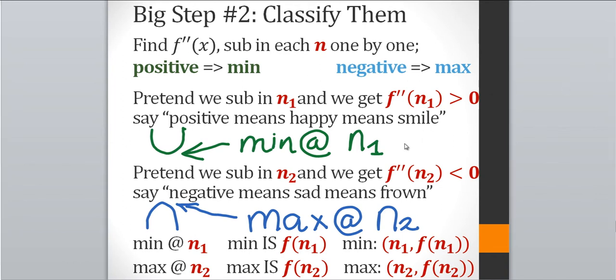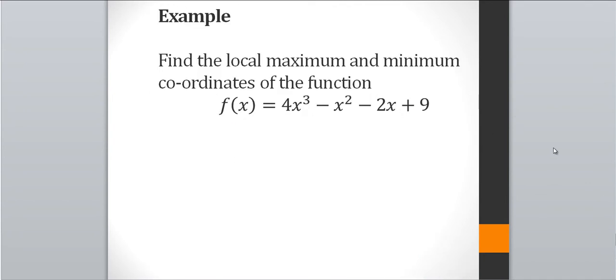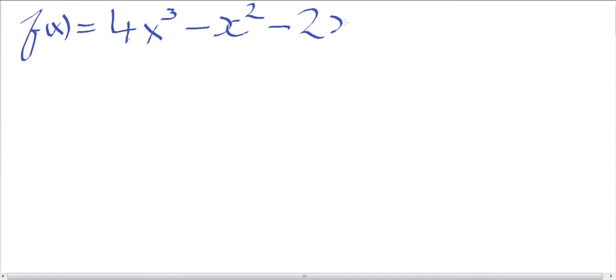Okay, let's look at an example question. So pretend we're asked to find the local maximum and minimum coordinates of the function f of x equals 4x cubed minus x squared minus 2x plus 9. Okay, so let's go over to a blank sheet here. So what do I have? I have f of x equals 4x cubed minus x squared minus 2x plus 9.